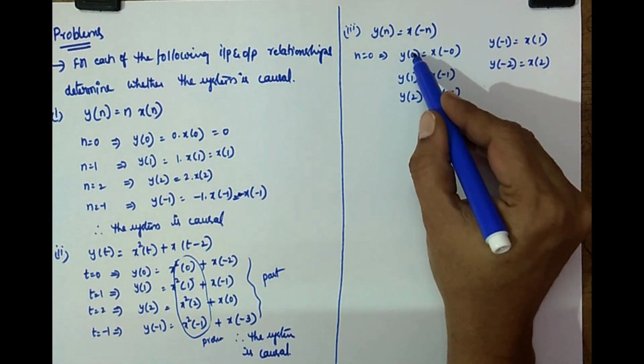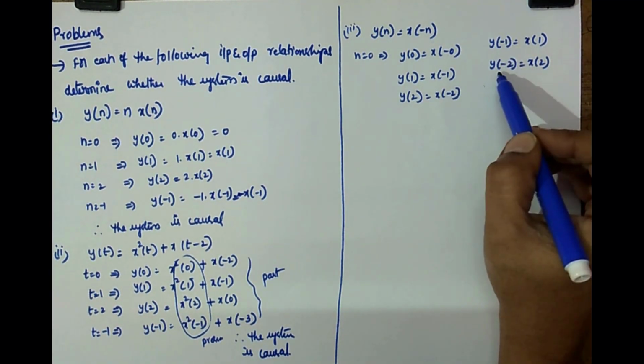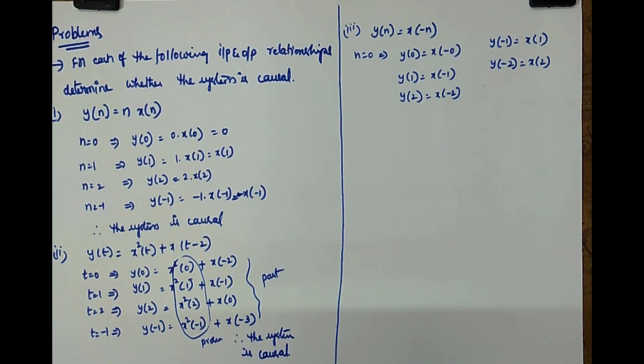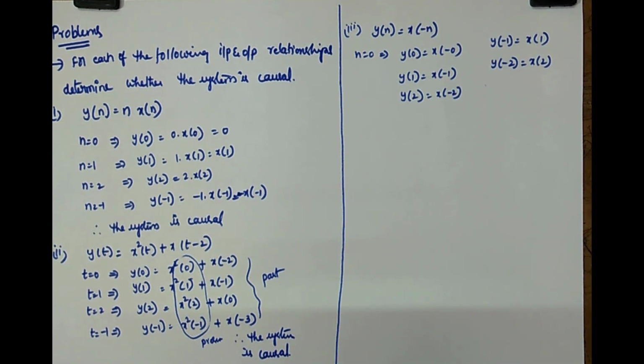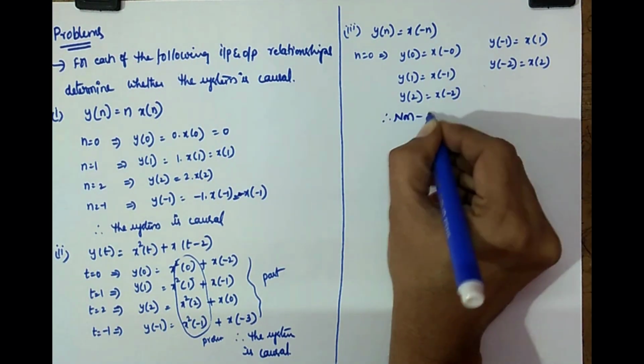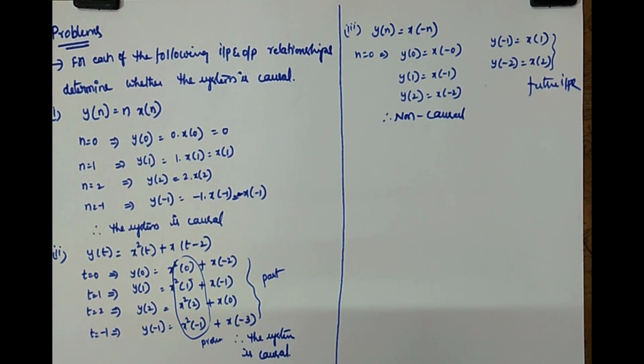Okay. So if you observe the present output, in these two cases, the present output depends on future. x of 1 is future. Present is minus 1, but it depends on x of 1. So hence it is depending on the future values. If you compare, first minus 1, then you go to 0, then you go to 1. So for minus 1, 1 is future. That is the reason the system is non-causal. These two are future inputs.